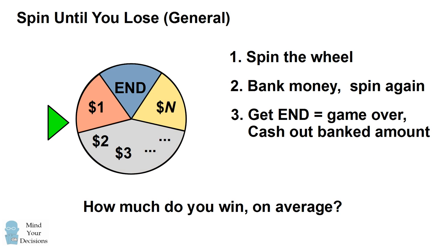If you solve that problem, also give the problem of the general case a try. Imagine a wheel that has values that go up from $1 all the way up to N dollars. Each space on the wheel is equally likely to be landed on when you spin the wheel. The same rules apply. You keep spinning the wheel and banking money until you land on the value of end, in which case you cash out the banked amount. How much money do you win in the general case?